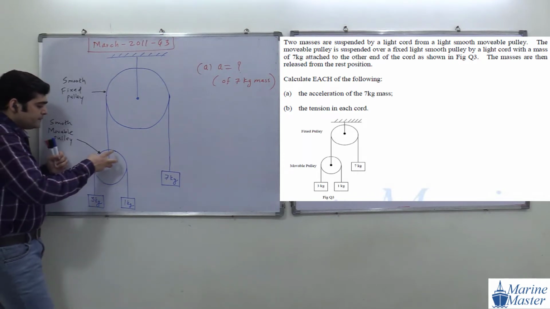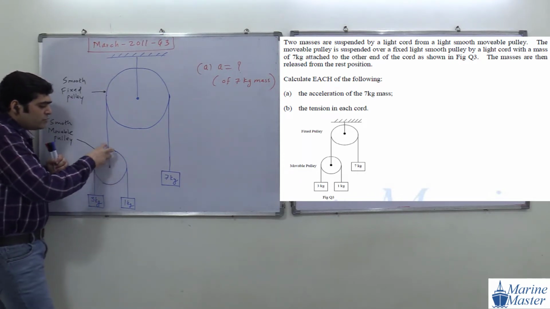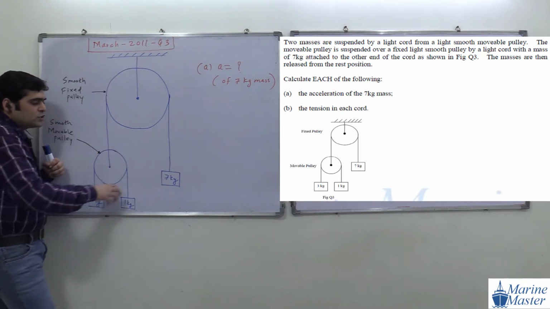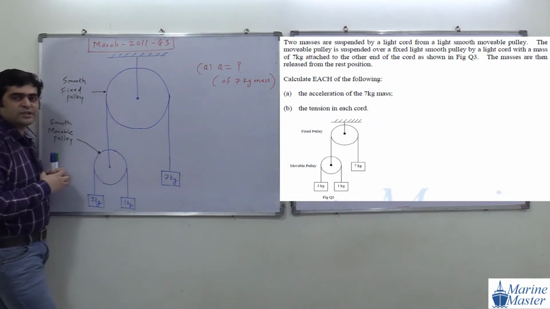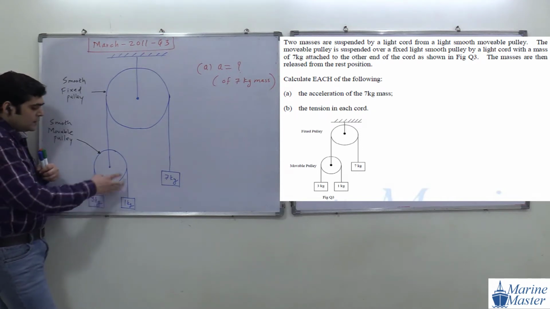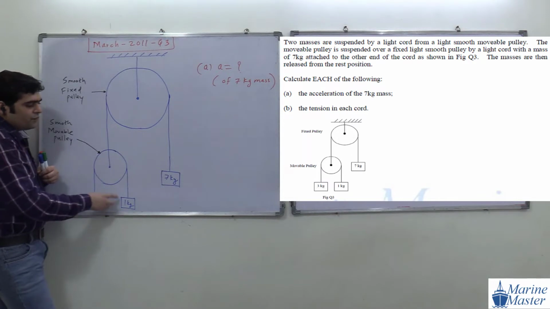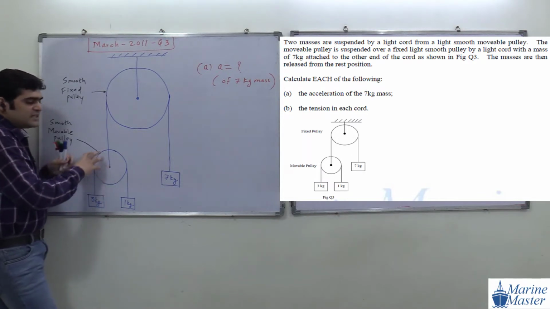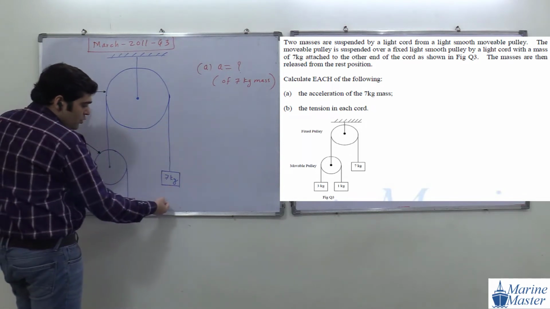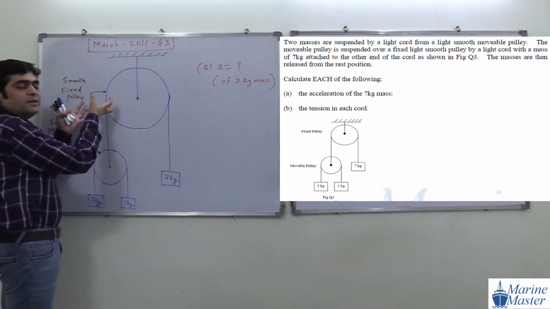Now, what will be the total mass on this side? On this side we have a mass of 7 kg. On the other side we have 3 plus 1, 4 kg. Can we consider this complete arrangement as a single mass? This 7 kg mass will go down and this movable pulley arrangement will go up.